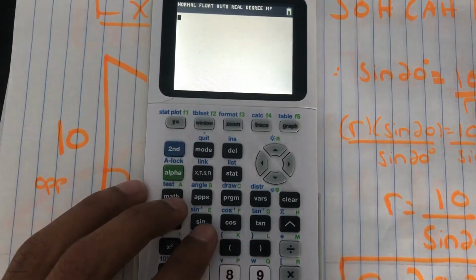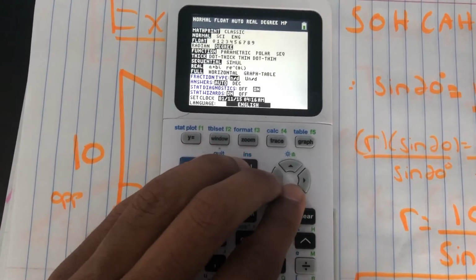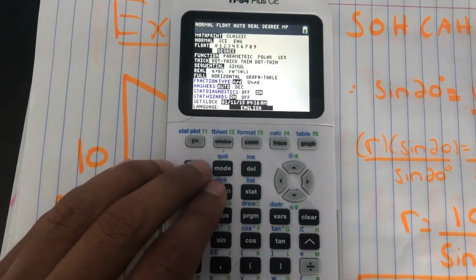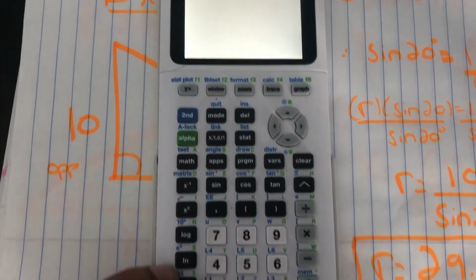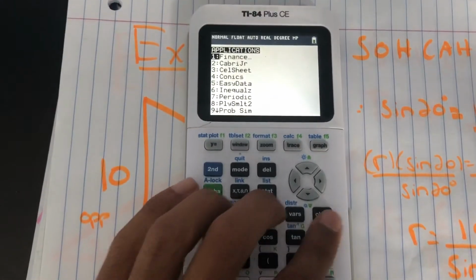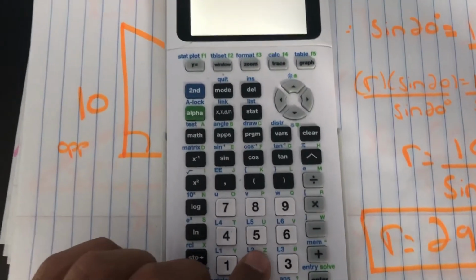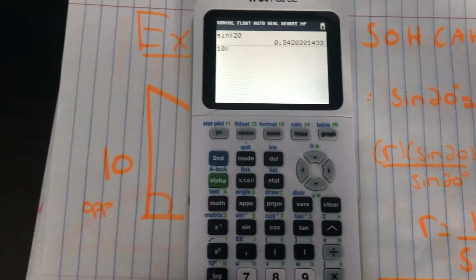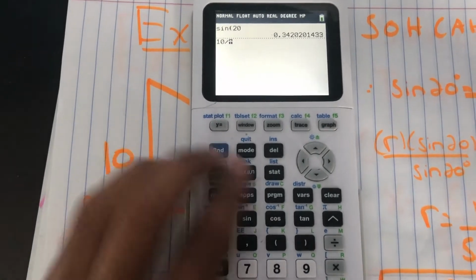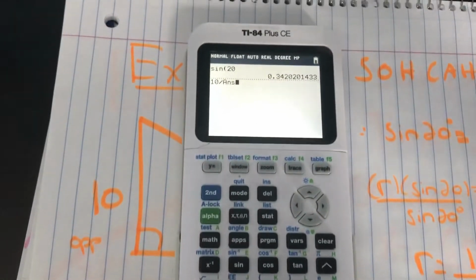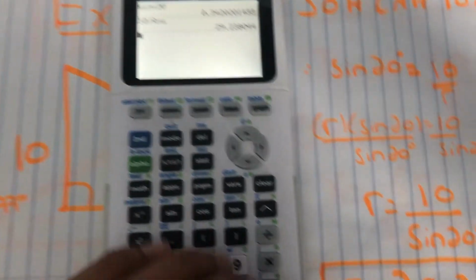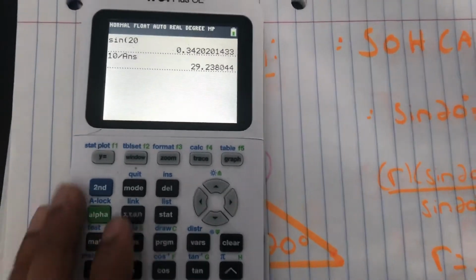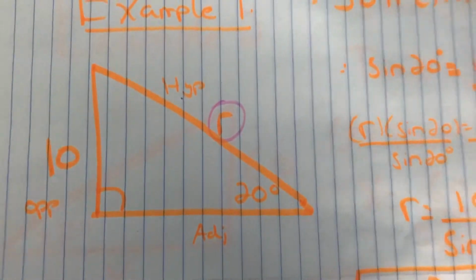So here, now we get our calculator out. First off, make sure your calculator is in degrees, which mine is. So now we do sine 20, right? So that's that. Then we do 10 divided by this, we get 29.238. Round that up, we get 29.24, which is correct. And that will be the length of the hypotenuse.